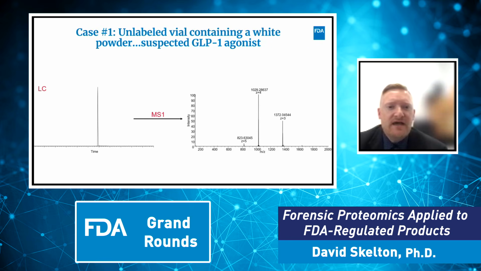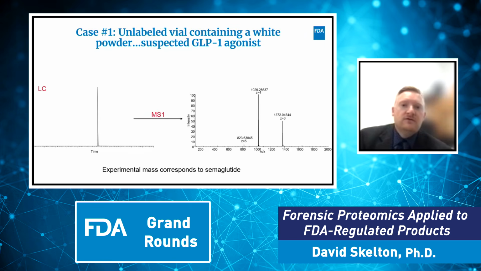So we compare these masses with an in-house database we have of all the known biotherapeutics, both proteins and peptides. And we see that this mass corresponds to semaglutide. But as we saw earlier, the mass doesn't tell us anything about the sequence, and ultimately it's the sequence that we want to know, because that's what determines the identity.